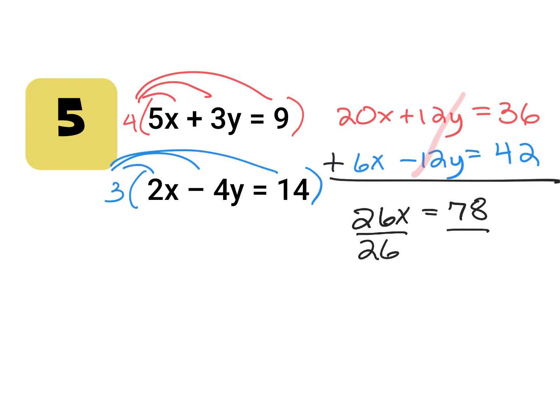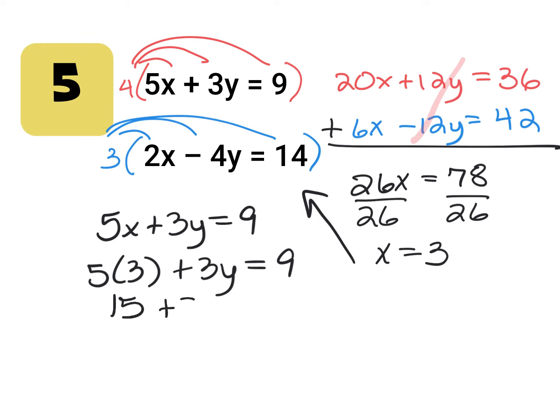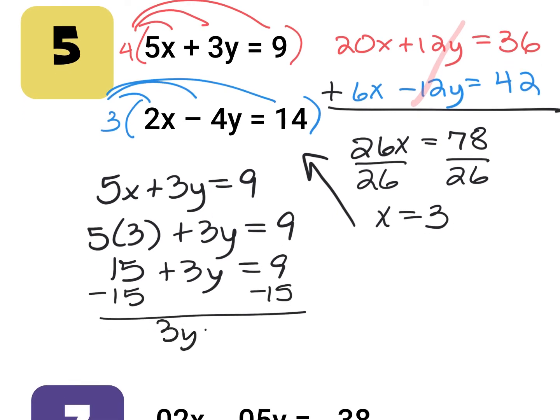Divide by 26, and x equals 3. I now need to find y, so I'm going to plug it back in to one of the originals. And again, it doesn't matter which. I'll go ahead and do the first one. So I'm taking out x, replacing it with 3, and solving for y. So 15 plus 3y equals 9. Subtract 15. 3y equals negative 6. Divide by 3. And y equals negative 2.